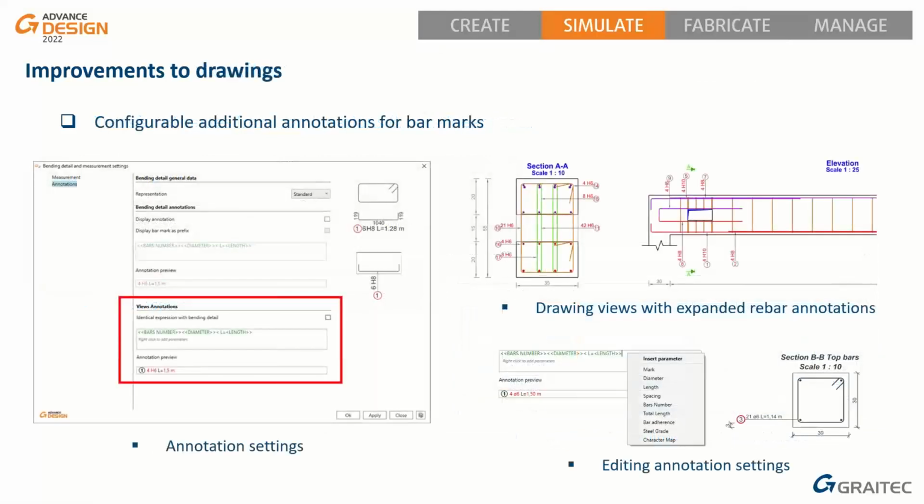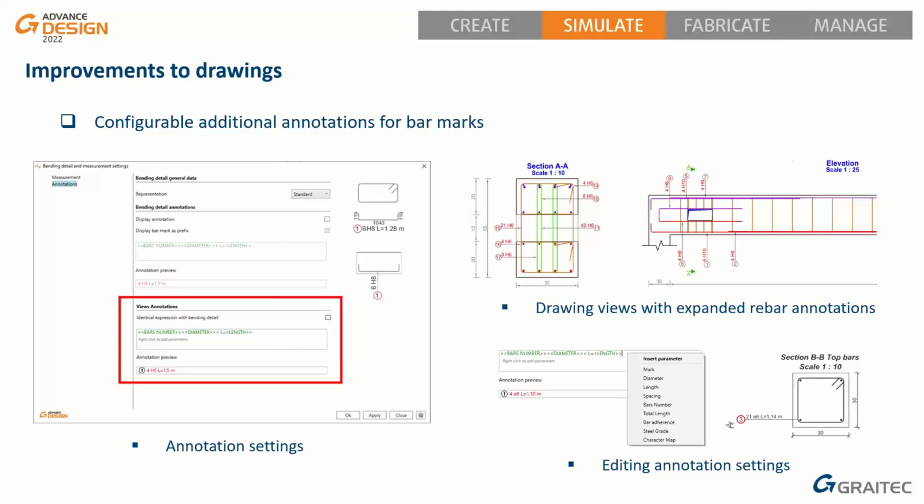And the next improvement relates to drawings, improvements for all drawings or all modules introduced with that version. Now when we generate reinforcement drawings in RC modules, rebars are described by default with their position number. In the newest version of the program, it's possible to extend rebar descriptions with additional information, such as number of bars, diameter, length, or more.